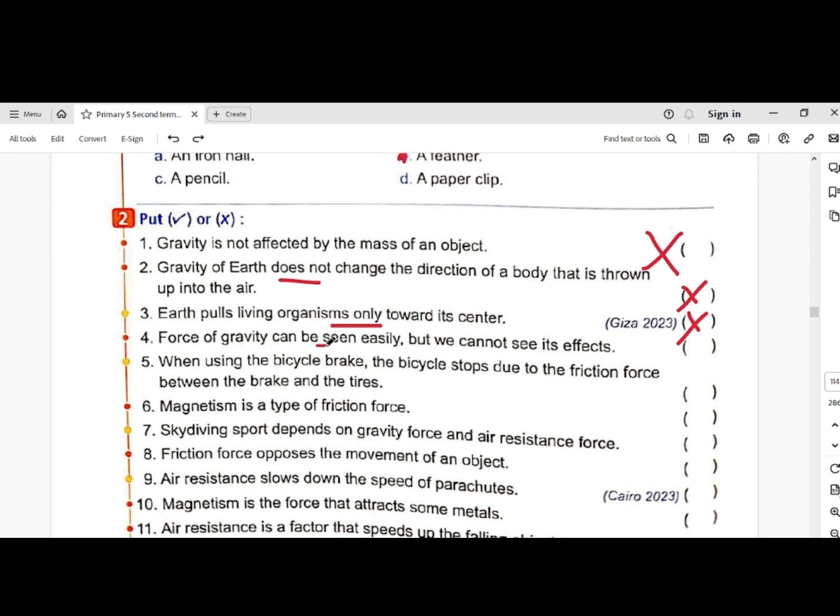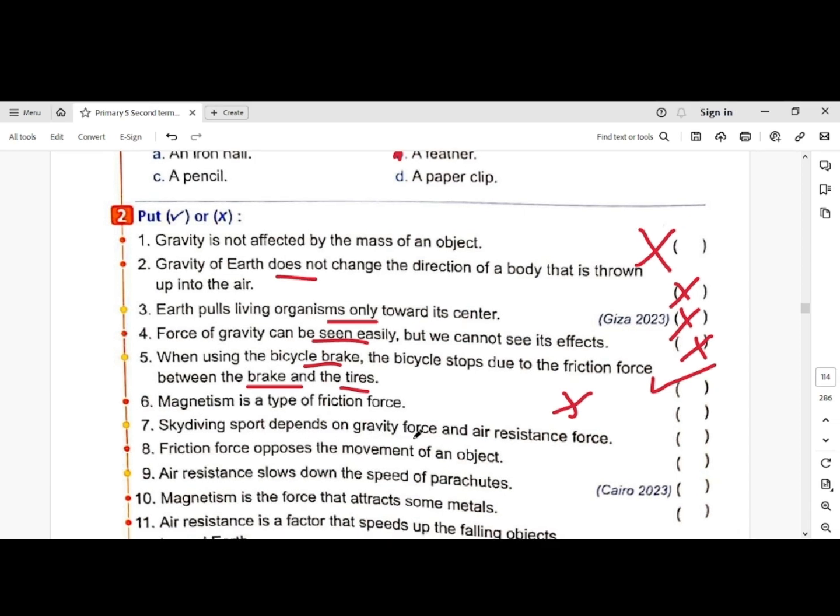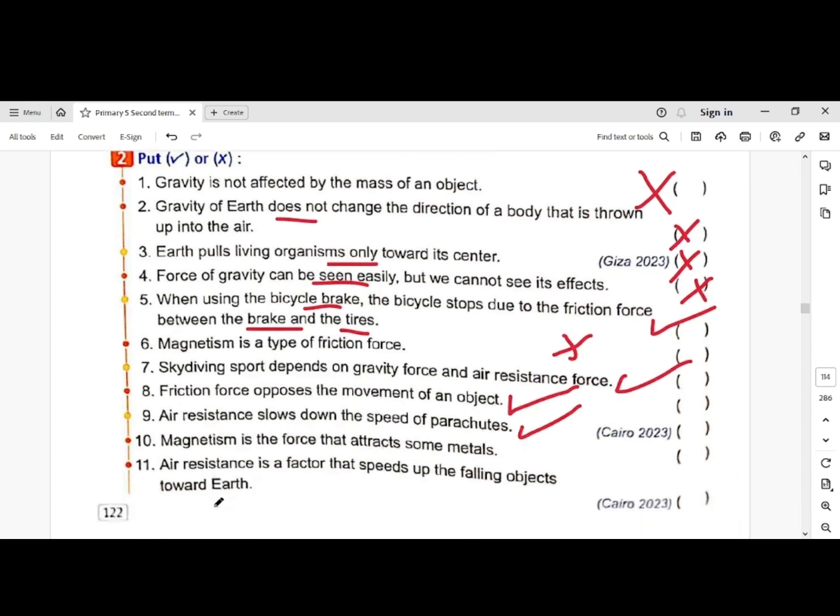Force of gravity can be seen easily but we can't see its effect. الكلام ده wrong. العكس هو اللي صح. When using the bicycle brake, the bicycle stops due to the friction force between the brake and the tire. الكلام ده true. Magnetism is a type of friction force. الكلام ده wrong. Skydiving sport depends on gravity force and air resistance force. الكلام ده true. Friction force opposes the movement of an object. الكلام ده true. Air resistance slows down the speed of parachutes. الكلام ده true. Magnetism is the force that attracts some metals.